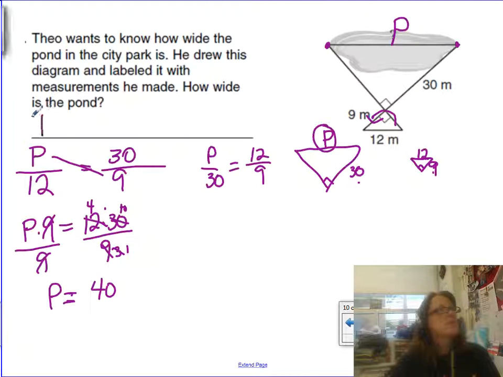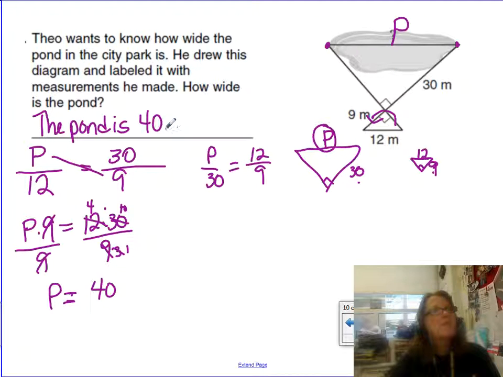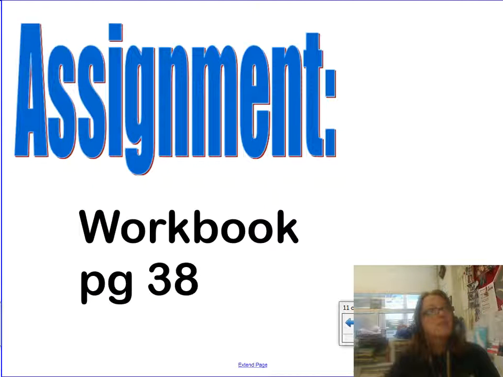How wide is the pond? The pond is 40. We're in the metric system, meters wide. Because everyone else on the planet uses the metric system, but not America. Don't get me started.